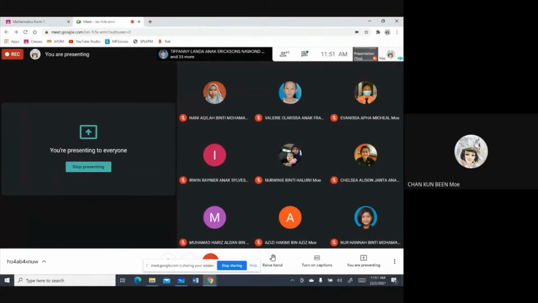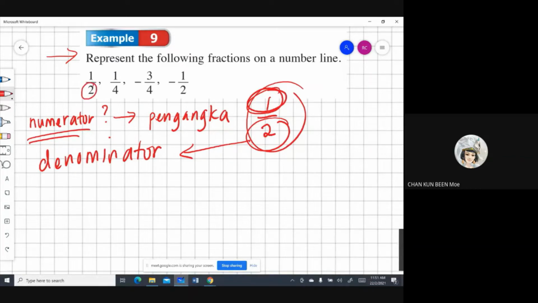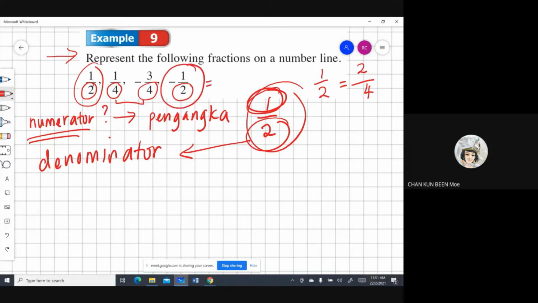Okay, thank you. Now, first thing, when you are going to represent it on a number line, you need to change the denominator to the same number. Okay, the biggest number that we have over here is 4. So we are going to change the 1/2 to the same denominator of 4. 1/2 is 2/4. Hopefully you already know how to change this. And then for this one, is equal to negative 2/4.